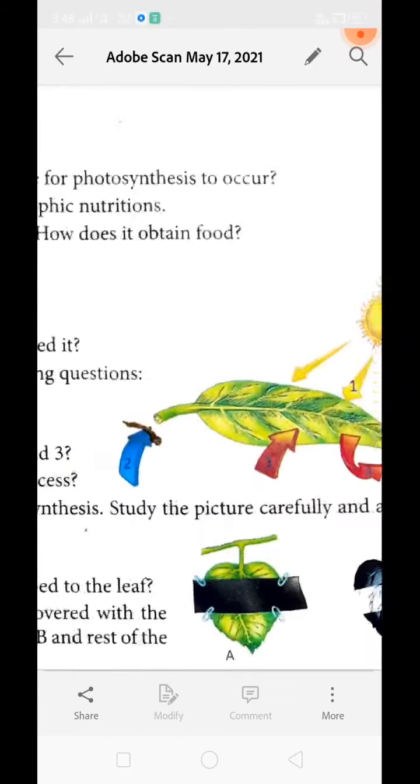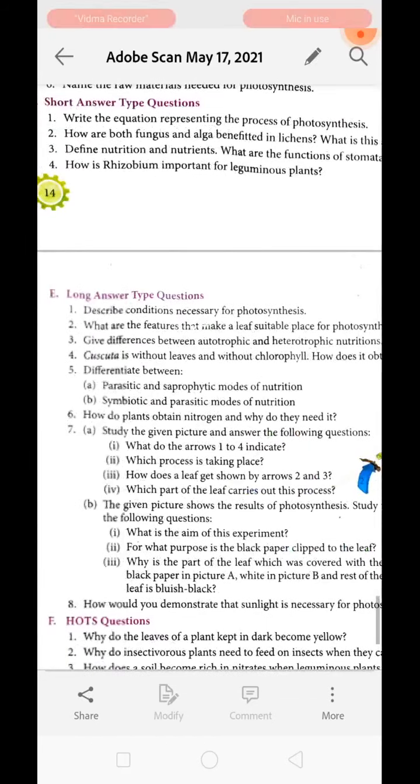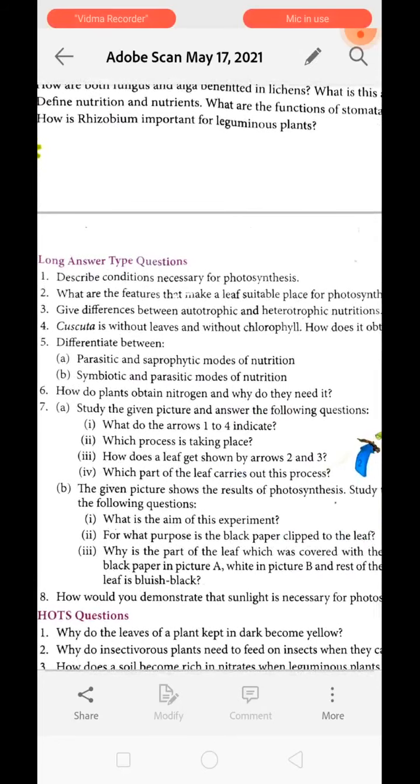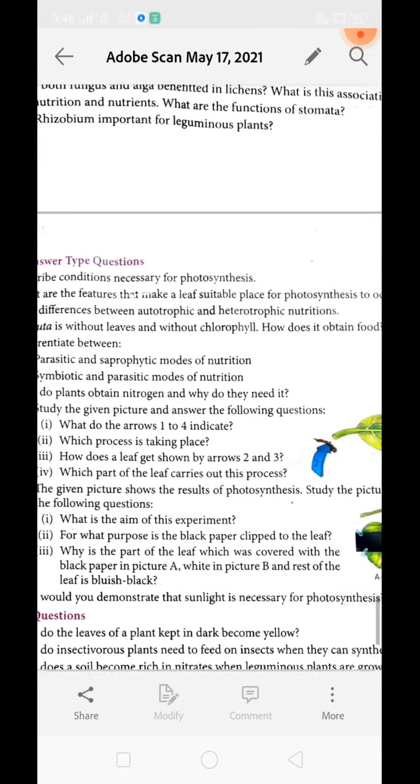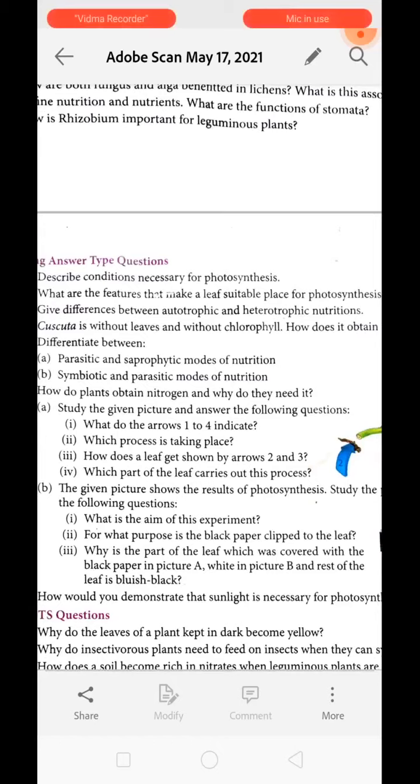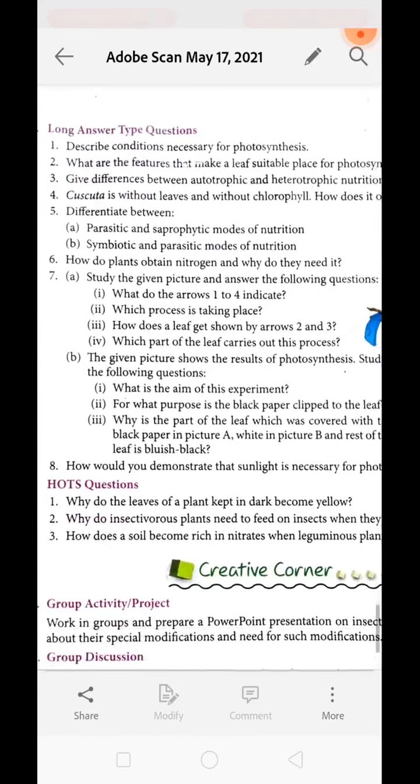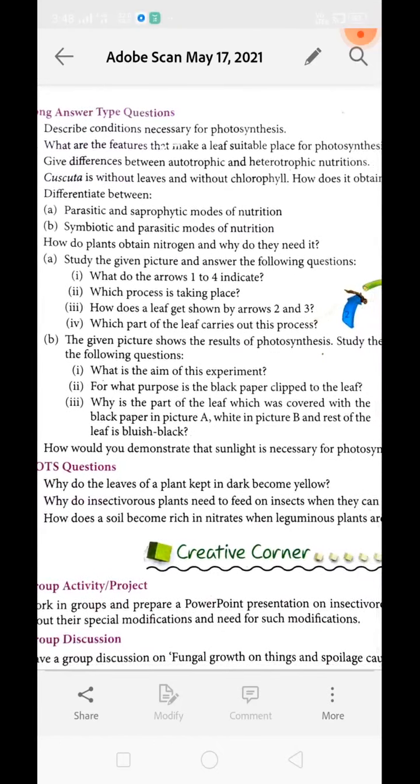Understood? Now fourth question, which part of the leaf carries out this process? The lamina of the leaf is carrying out this process. Now section 7b. The given pictures show the result of photosynthesis.